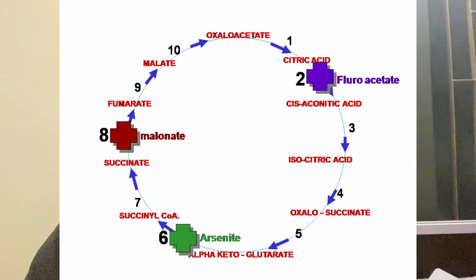Then inhibition. What are the inhibiting compounds of the citric acid cycle? One is fluoroacetate, second is arsenate, third is malonate. So these are the compounds which inhibit. Very important. Fluoroacetate inhibits the aconitase enzyme. The arsenate inhibits alpha-ketoglutarate dehydrogenase. Then malonate inhibits succinate dehydrogenase. So succinate dehydrogenase is inhibited by malonate, malonic acid. So these are the 3 inhibiting compounds.